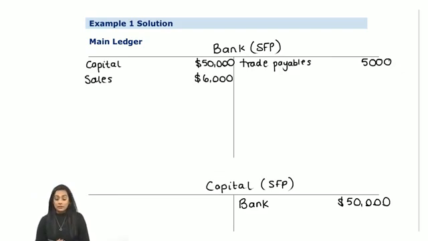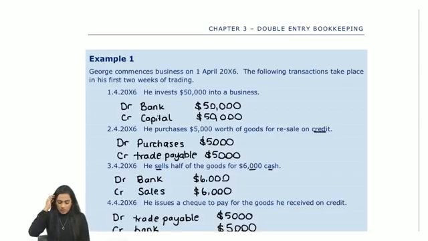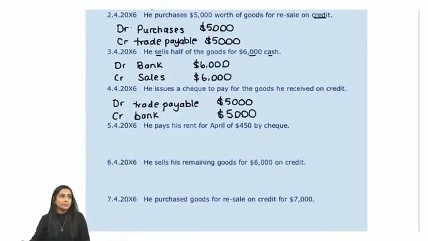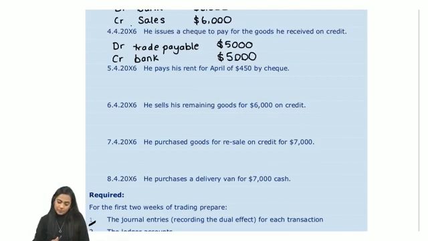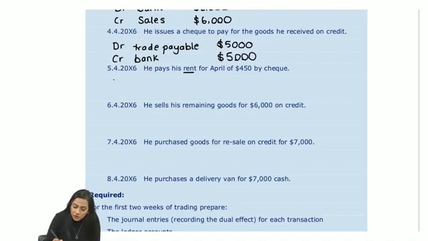Let's do another double entry. On the 5th of April, he pays his rent for April of $450 by check. Rent is a type of expense, so your expense for this month has gone up, but then you're paying by check, meaning that your bank account value has gone down, so your asset has gone down. So to increase an expense, you debit, but to decrease an asset, you credit. It's all about dead click, guys.